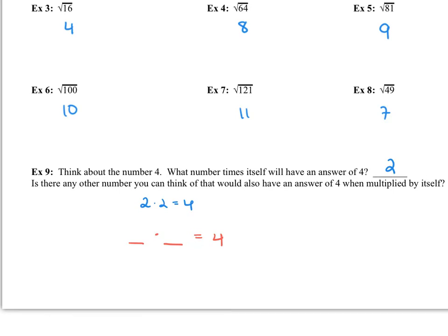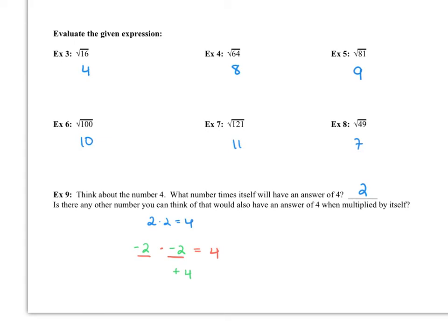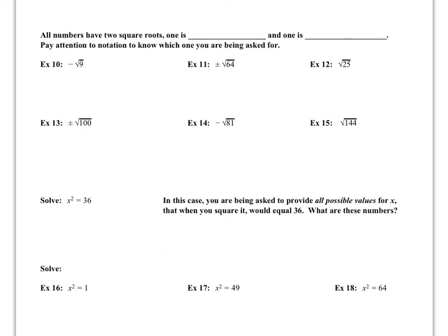And were you able to come up with anything? Is there any number that you could think of? What about negative 2 times negative 2? And so a negative 2 times a negative 2, we know a negative times a negative is a positive, and then 2 times 2 is 4. So what that means for us is that 4 actually has 2 square roots. There are 2 different possibilities that if we multiply a number by itself would get us 4. 2 multiplied by its exact self gets us 4, but negative 2 multiplied by its exact self also gets us 4. So because of that, what we've noticed is that all numbers actually have 2 square roots.